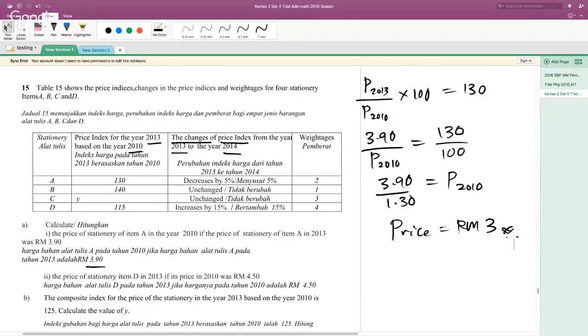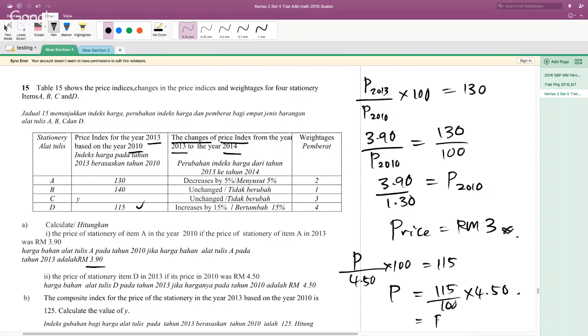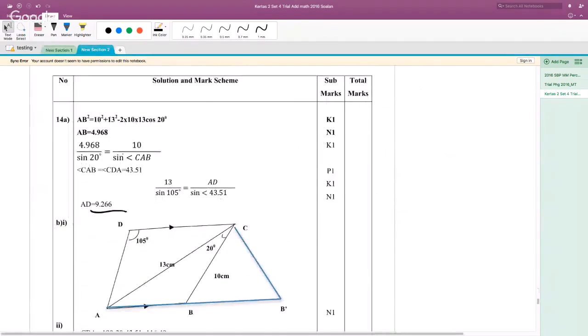So you just need to apply the formula. For the second part, the price for stationery D in 2013, if 2010 is 4 ringgit 50 cents, I will do the same thing. 2013 I do not know, so I call it P, over 2010 which is 4.50, multiplied by 100, item D is 115, equals 115. So the price equals 115 over 100 multiplied by 4.5. So your price should be RM 5.18. Okay, it's a very weird number, I think it's kind of weird. So let me just double check the answer.